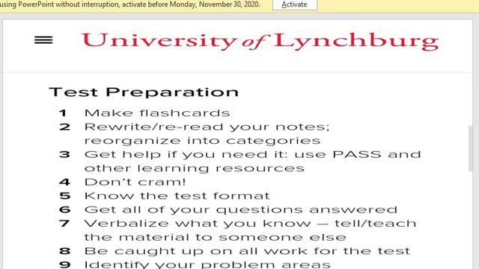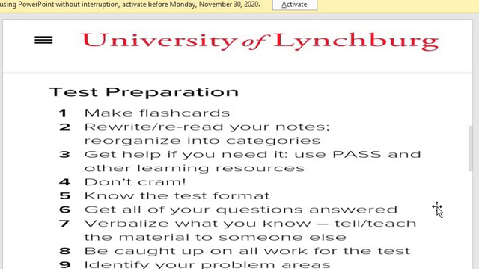And next is get all of your questions answered. Okay, that is very important. हमेशा कोशिश करें कि सारे ही सवालों के जवाब आप दें। अगर आप नहीं दे पाएंगे सवालों के जवाब, आप छोड़ देंगे सवाल, तो जाहिर है आपके नंबर भी घटेंगे. So try to answer all the questions that you have in your question paper.